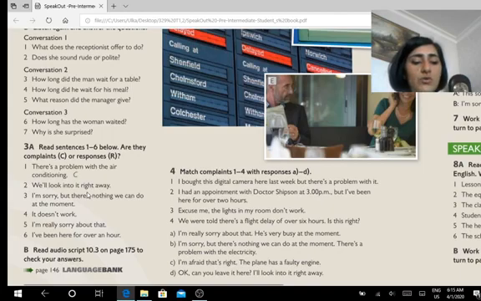Then we go to exercise 3A. So here you read sentences from 1 to 6, and you have to find out whether these are complaints or responses. So the first one is done for you. There is a problem with the air conditioning. So it's of course a complaint. You are not satisfied with the equipment in your hotel room or somewhere else. So you are complaining. This is a complaint.